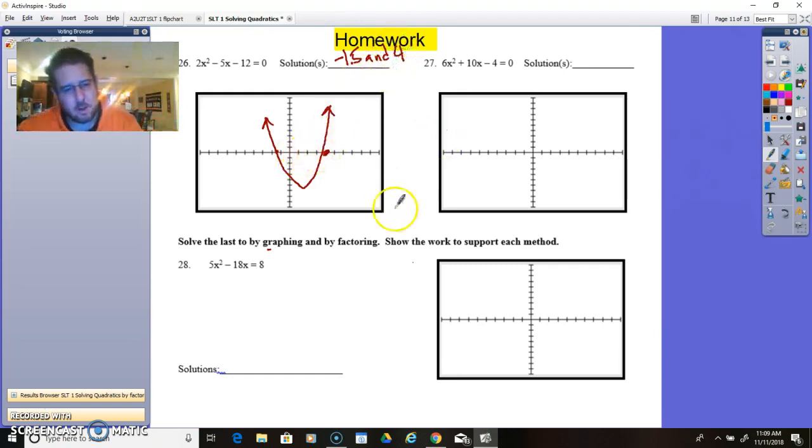So there's my two solutions, -1.5 and +4. There's my two answers. All right, so you would just do the same thing for all the others, and I'm glad I had an opportunity to show you how to do it when it's non-integral.